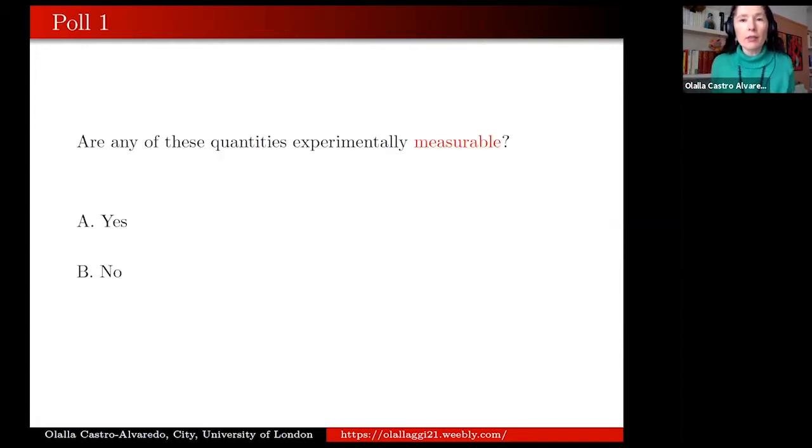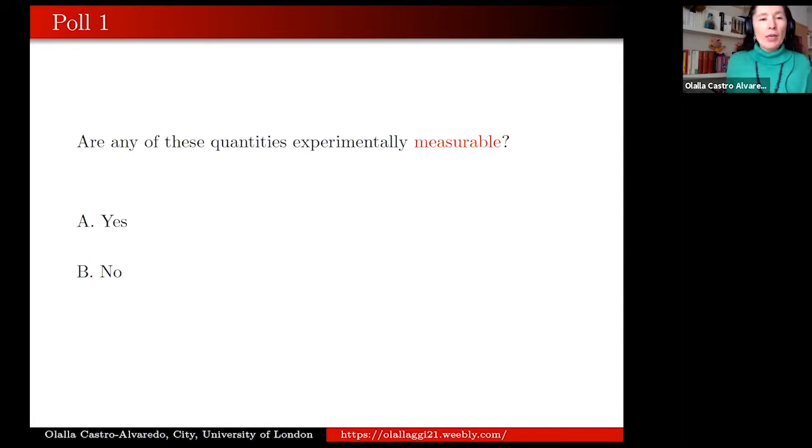Okay, I'm getting 7 votes. Okay, keep them coming. 8, 9, 10, 11, 12, 13, 14, 16, 17, 18. Okay, so a lot of people, it seems to me, think that these quantities are measurable, at least some of them. I assume all of these votes are for yes. Okay, so I think they stop now. So I can see 22 people have voted for yes, which is a bit less than half. So more people, I assume, think this is not measurable.